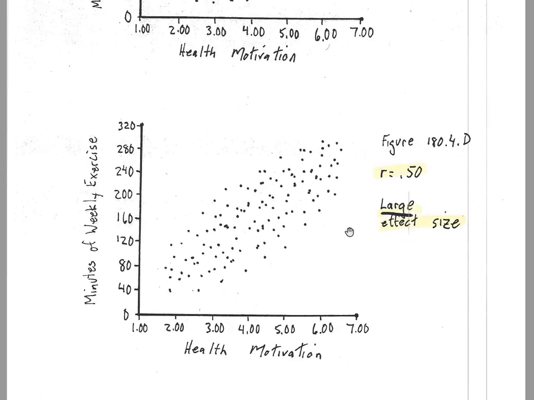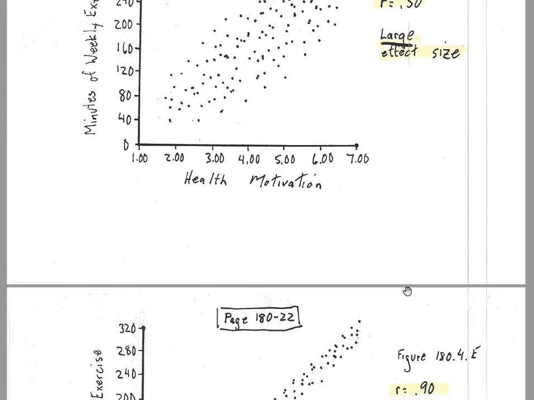Bottom half of the same page, correlation is 0.50. This is what Jacob Cohen calls a large effect size. Notice our football is still sloping and it is getting skinnier. That means we can predict with more accuracy. If somebody scores high on health motivation, we can predict that they'll score high on minutes of exercise, and our predictions are getting more accurate.